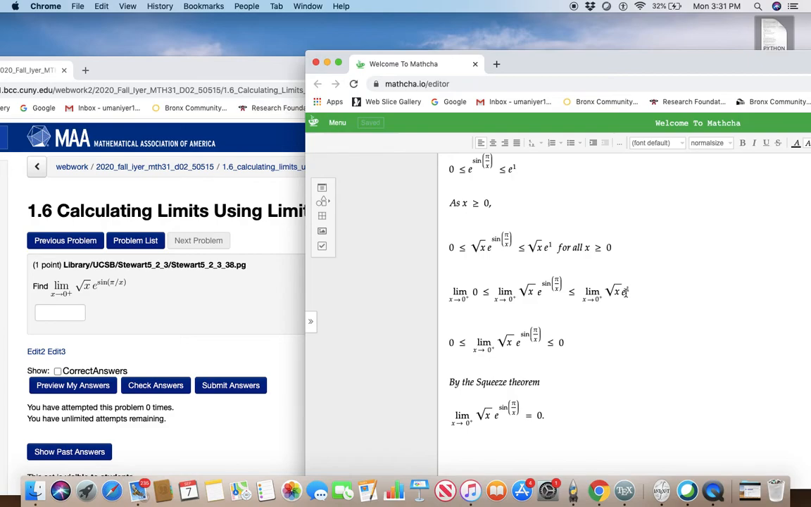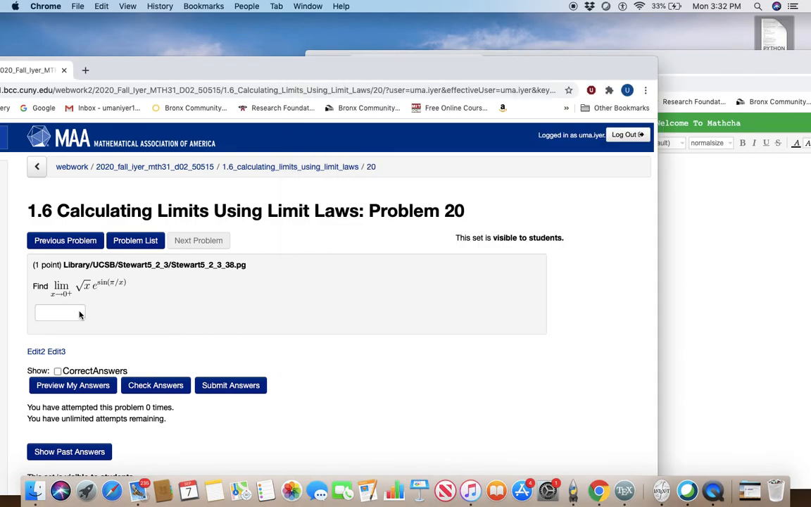See, e to the 1 is simply some number. Square root x, as x approaches 0, is 0. So 0 times any number gives me 0. So the middle function, I don't know its limit, but what do we know from here? This guy lives between 0 and 0. Therefore, by the squeeze theorem, the limit as x approaches 0 from the right of root x e to the sine of pi over x has to be 0.